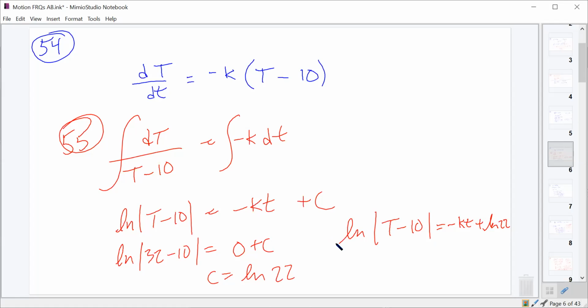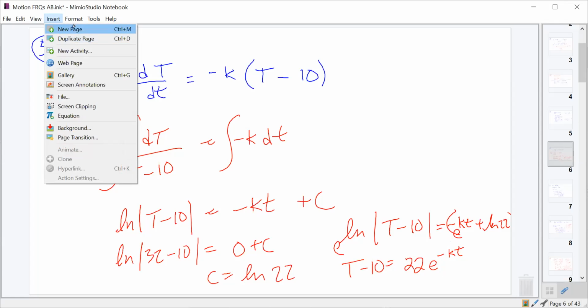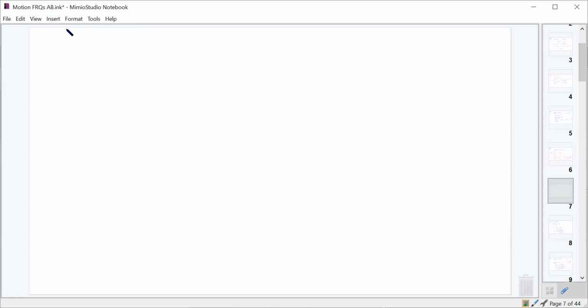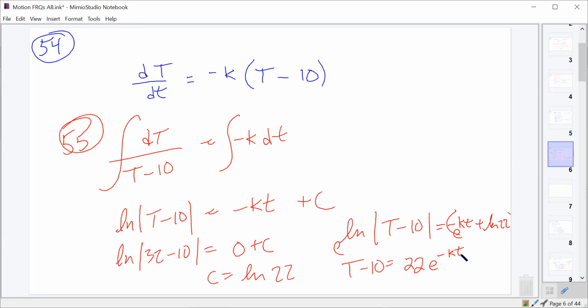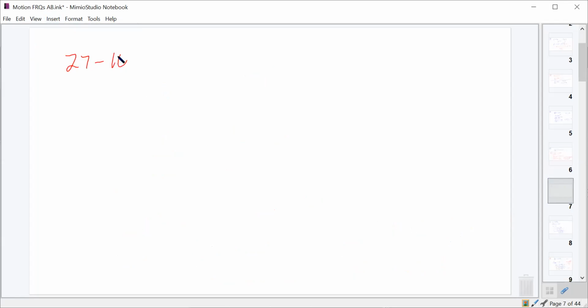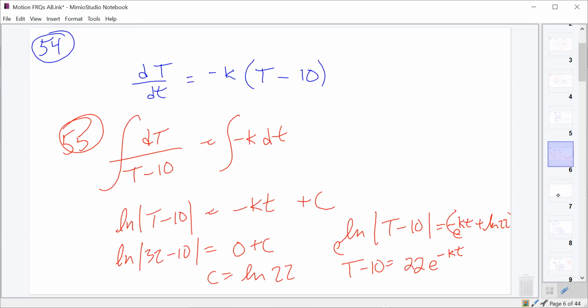And then we should be able to raise that all to the power of e, which is going to give us T minus 10 equals 22, and then e to the negative kt. And we know that, I need some more room here for this now. We know that after, how many hours was it? It was 1 hour, it's cooled to 27. So we're going to plug in 1 for t and 27 for that final temperature. So we're going to say 27 minus 10 equals 22 e to the negative k.